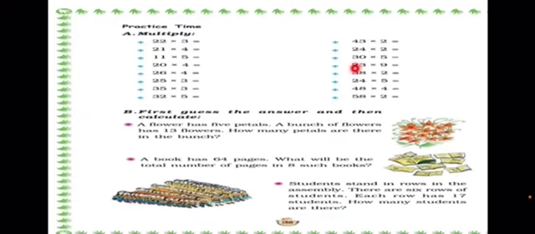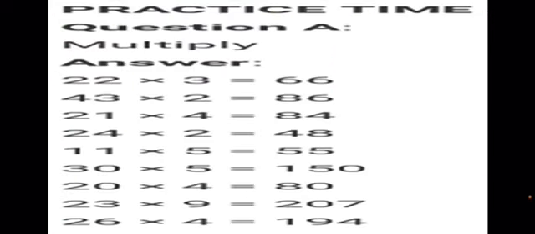Now 23 multiplied by 9. So 23 is 20 plus 3. So 20 multiplied by 9 is 180 and 3 9s are 27. So 180 plus 27 is 207. Yes, 207 is the answer.